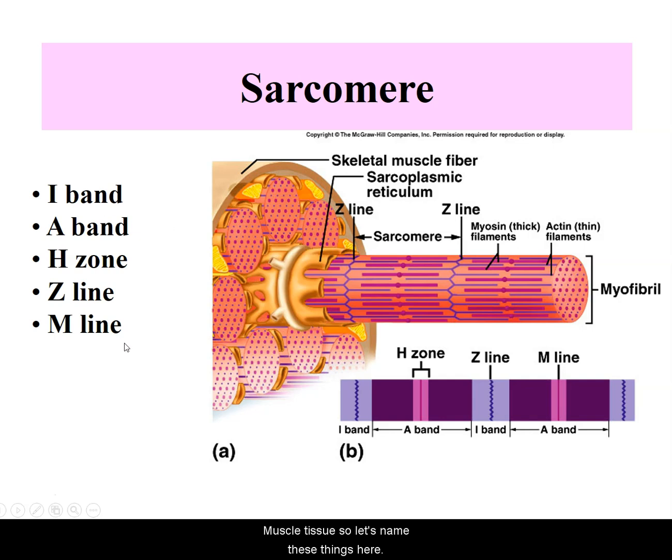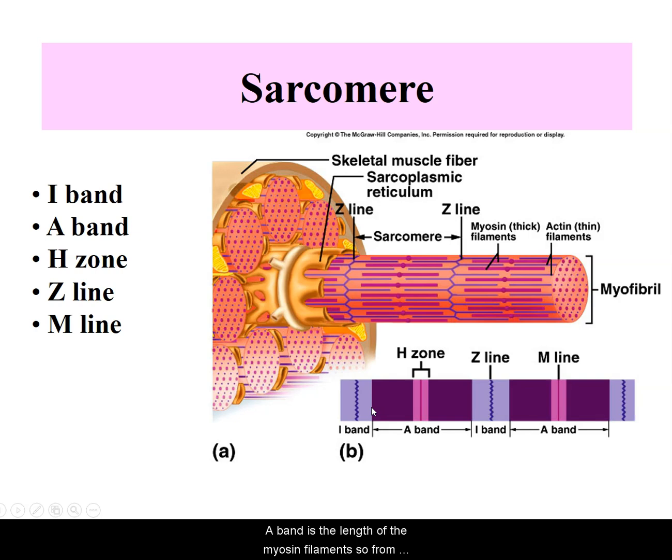So let's name these things here. All right, the I band is between the end of the myosin here, the end of the myosin here and the end of the myosin here. The Z runs through the I. Okay? From here to here is the I band.